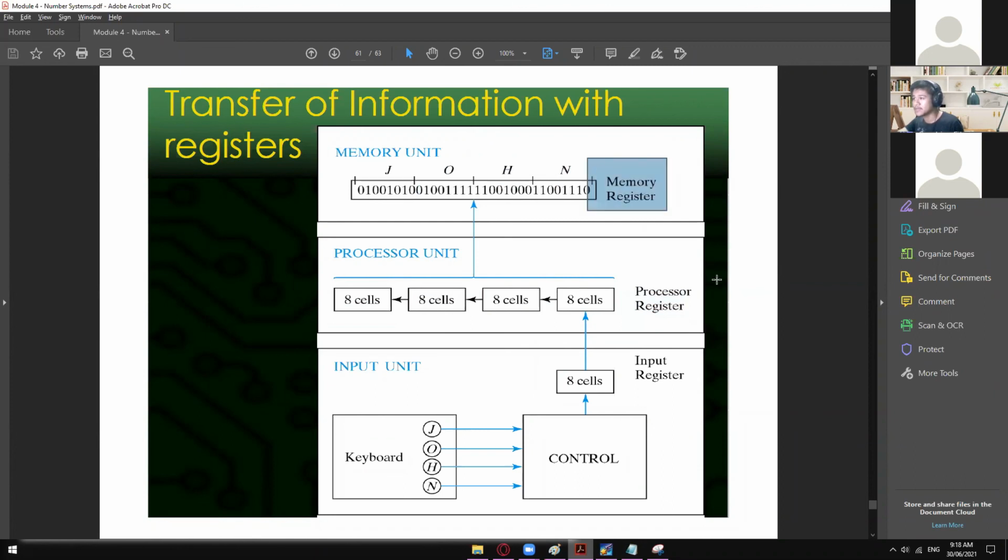So as you can see, we have 3 registers: the memory register, the processor register, and the input register right here. We have 2 or 3, depending on what we are doing on our computer. So this is just a simple typing of the name JOHN, and it already did 3 processes all in all with our memory system.